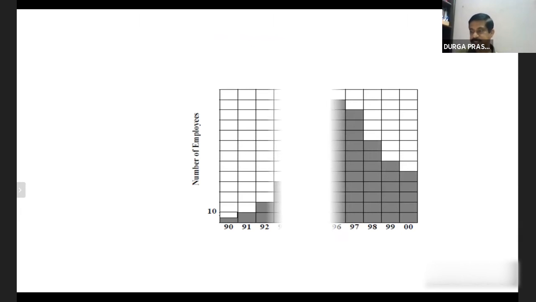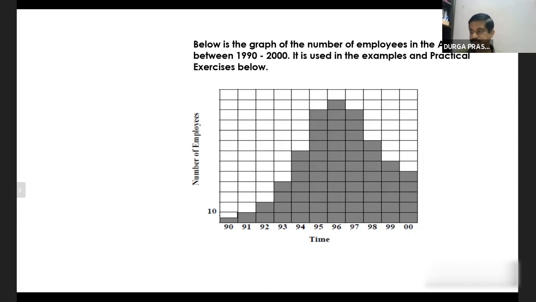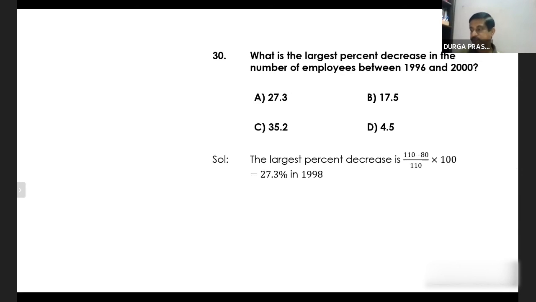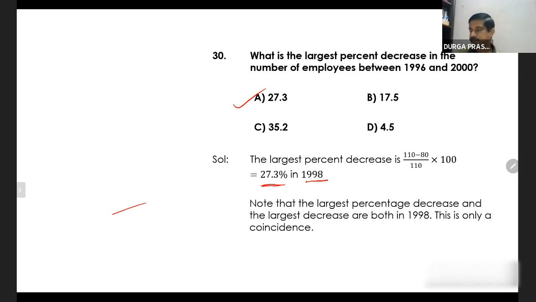Okay, children, let's move to the next question. Again, data is saying, what is the largest percentage decrease in the number of employees between 1996 and 2000? So the decrease is in 1998 from 110 to 80. The original was 110. So 30 by 110 into 100, which is 27.3%. Option A. Please note it fast.